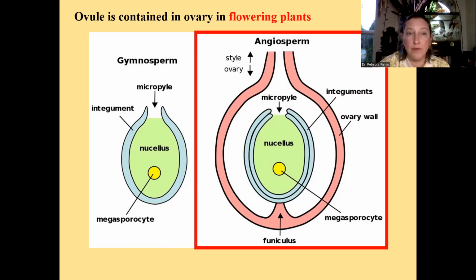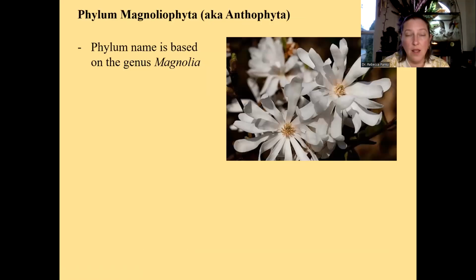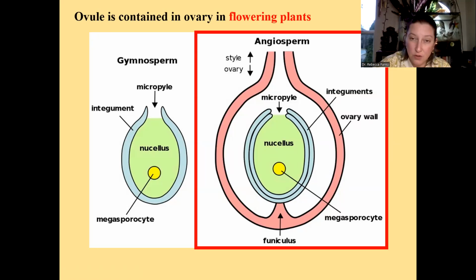See? The ovule is contained in an ovary in the flowering plants. All right, so let's talk about these flowering plants. We've been saying the angiosperms, which is totally correct. You have gymnosperm and angiosperm, totally correct.